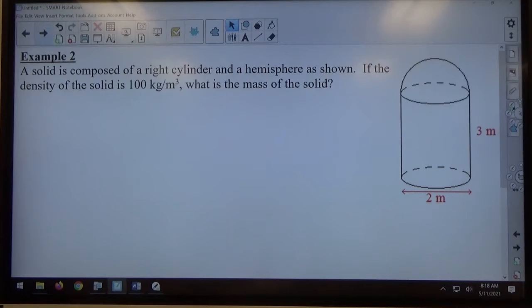Okay, if you take a look at example 2, it says we have a solid figure composed of a right cylinder and a hemisphere as shown. The density of the solid is 100 kilograms per cubic meter. What is the mass of the solid?